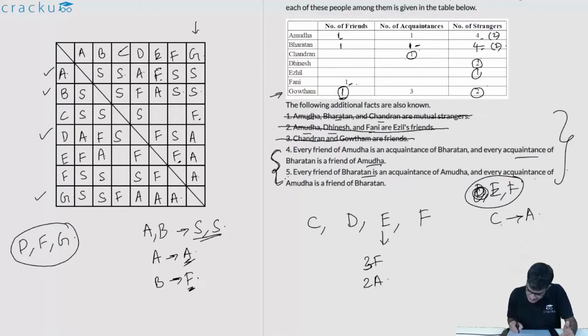E also needs one stranger. And we haven't identified any stranger of E. So this has to be a stranger, that is E and C have to be strangers, and C and D also have to be strangers. This would tell us that the last relationship has to be that of an acquaintance. This has to be A and this has to be A. This is how you fill the entire table up. Now when we are answering questions, we just look at the rows, not get confused with the columns, and answer the questions. Let us go ahead and do it now.